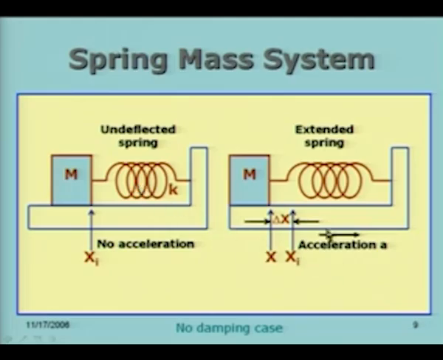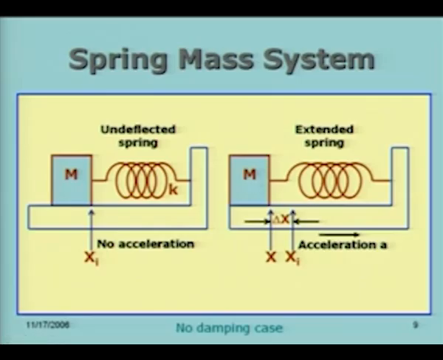If the table accelerates to the right with an acceleration given by a, the mass, because it has inertia, will simply stay where it was, or almost stay where it was. With respect to the table, the mass looks like it has gone back. That means the force is felt by the mass because of the extension of the spring, because the mass is staying where it is.